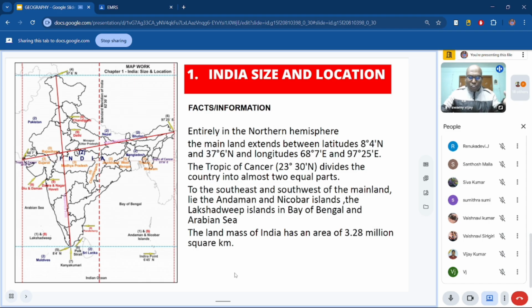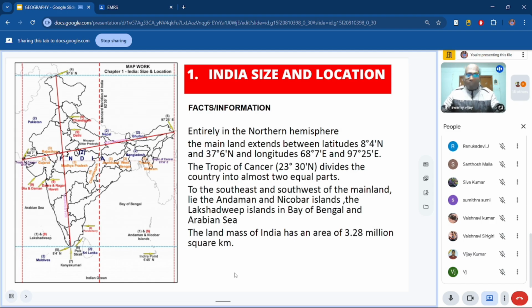Either they will ask you which line divides India into 2 equal halves, or what are the longitudes and latitudes of India, or whether the Arabian Sea is located, whether the Andaman and Nicobar Islands are located in the Bay of Bengal or not. So one piece of information will definitely come in one form or another from this page. So write down, even after this class, even if I share this entire Google slides, it will be useful only when you write your own notes.